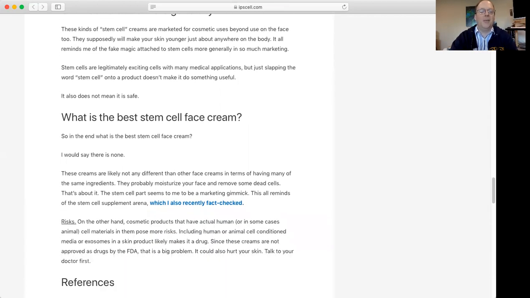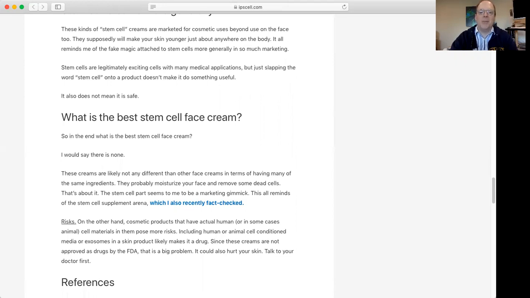So finally, just to wrap up, I asked in this particular post, what is the best stem cell face cream? I've actually seen that kind of search on Google related to stem cell face creams and other creams. I would say there really is no such thing as the best stem cell face cream. If the product is claiming that it has something to do with stem cells, I think that's mostly just hype. It's just a selling gimmick. Again, there could be risk to these things.